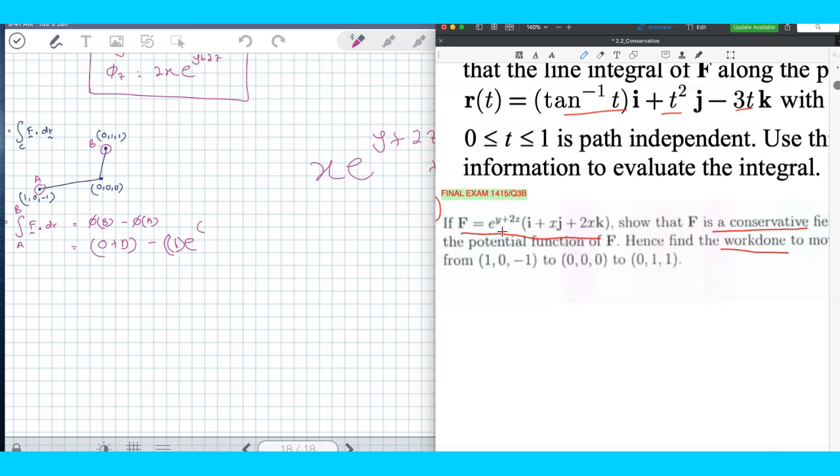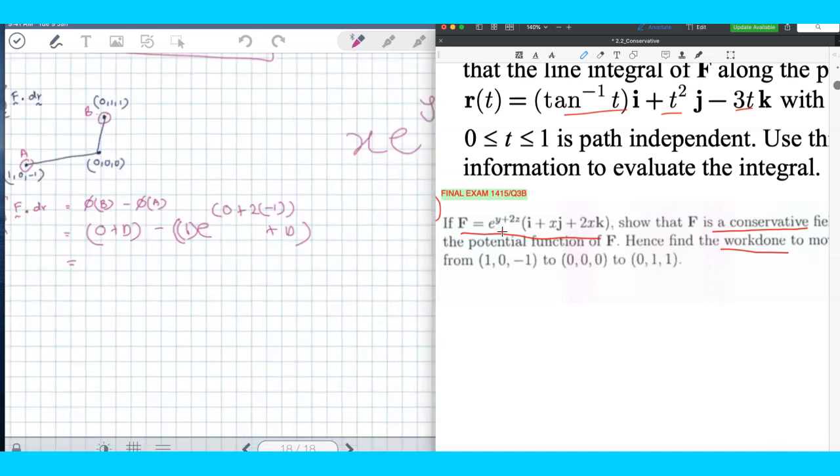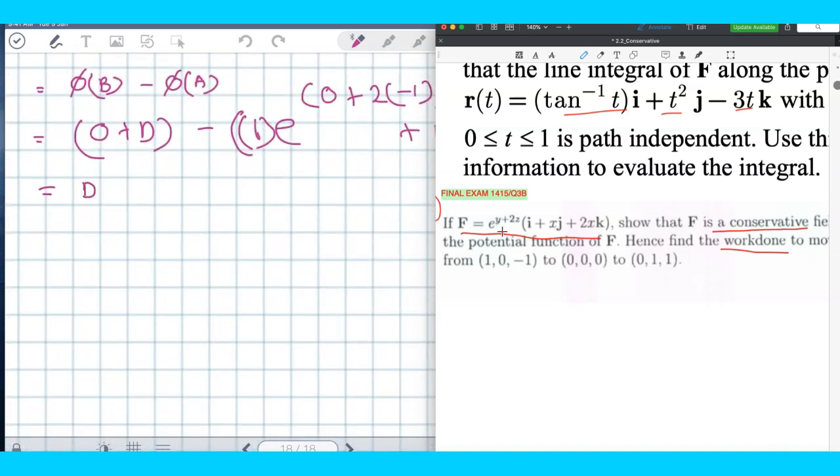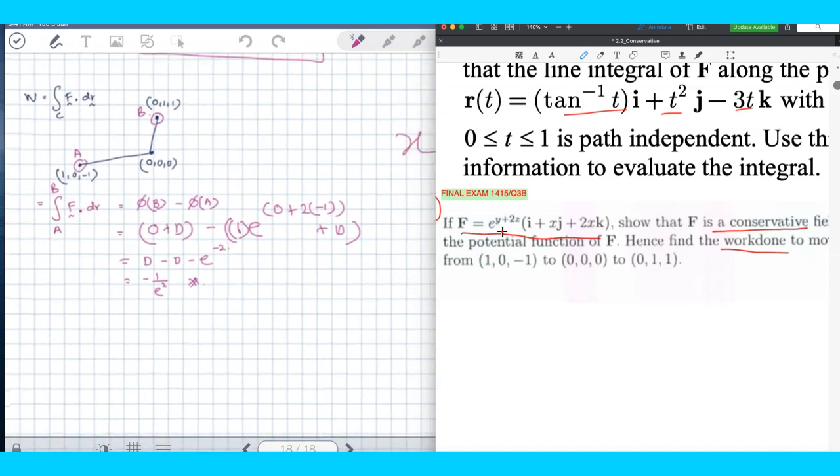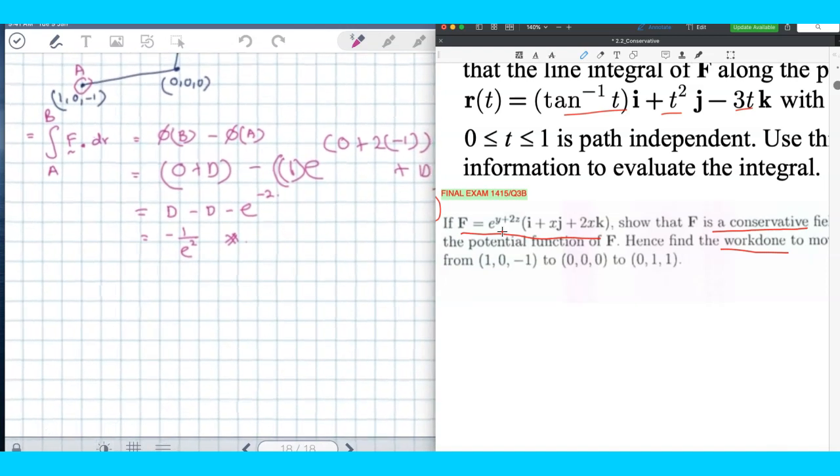So 0 plus 2 minus 1, plus D. Okay, so what you can show here is D minus D minus e^(2 minus 1)... so what you have obtained is minus 1 over e squared. Okay, so that is your work done. Simple, right?